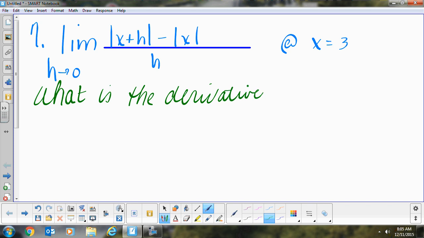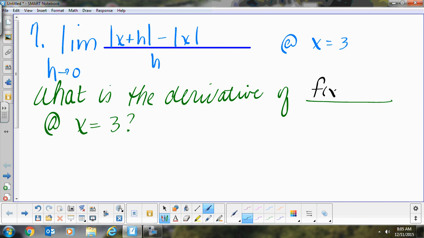And I just asked you to identify the function and point. What is the derivative of blank at x equal 3? So the blank is your function. What is your function? It is not just x, but the absolute value of x. You see, every place you see x plus h, we replace with what? X. So before we can find that derivative, what do we have to do?